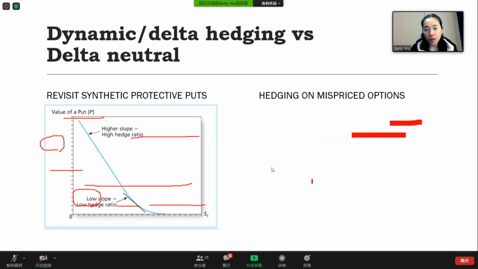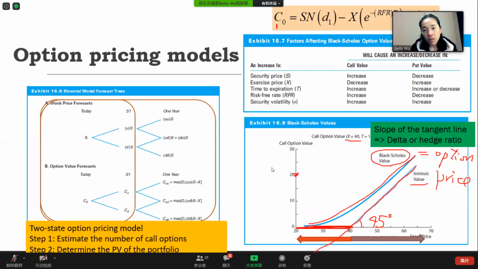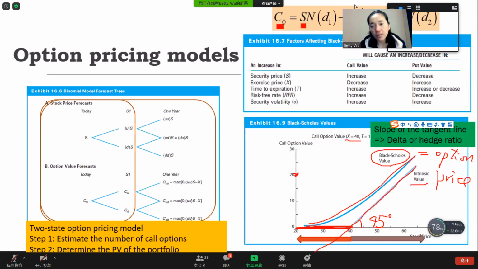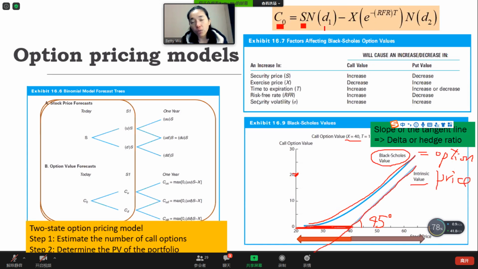So remember, if I go back to here, how do we calculate the call? We know the price. We have some estimate about the sigma, the volatility. And also we have information about the exercise price, we have everything. So when we have everything, we can come up with a call value.